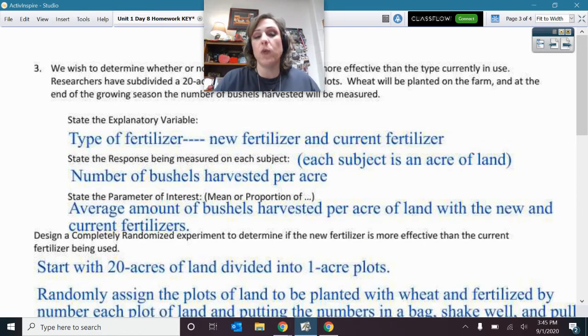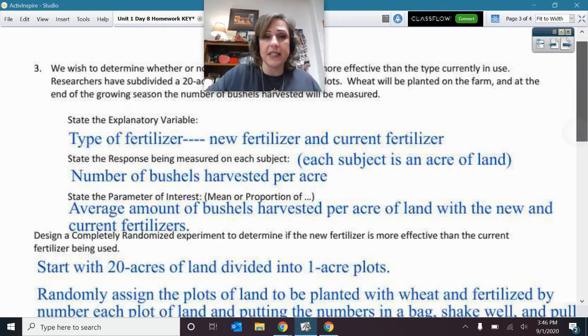Oh, this is interesting. These are 20-acre plots of land, and wheat is going to be planted on them. And at the end of the growing season, the number of bushels harvested will be measured. So they are testing that new fertilizer. That's what it states: new fertilizer and current fertilizer. The response being measured is the number of bushels harvested per acre. I guess the subject is the land. And then the number of bushels is the response. Okay. Since we would be getting a number of bushels per acre, those would be averaged together. So we're going to end up getting an average amount of bushels harvested per acre for the new and current.